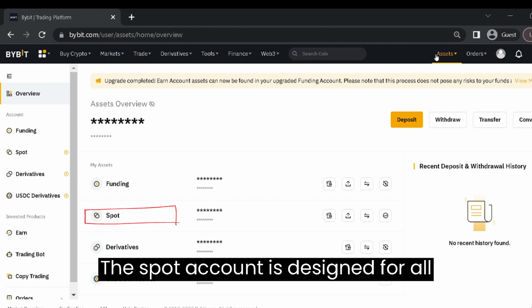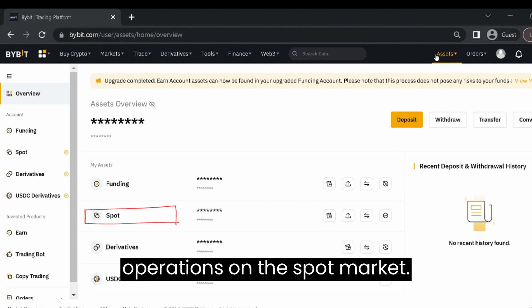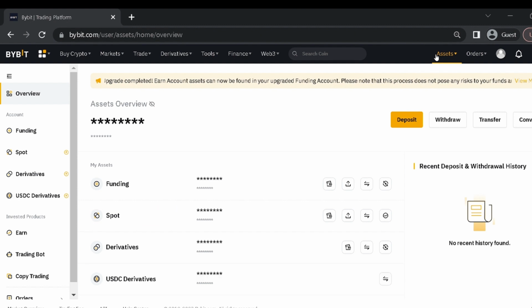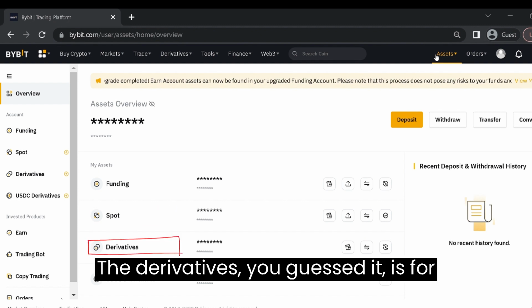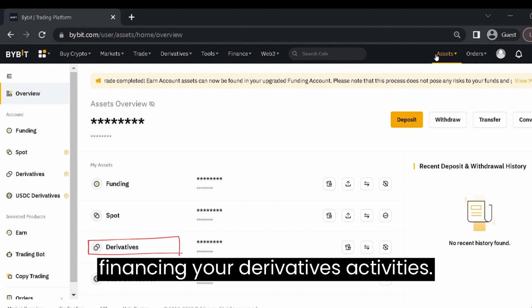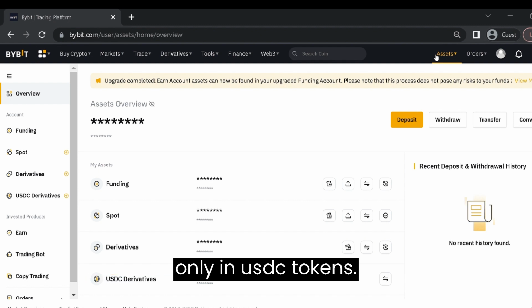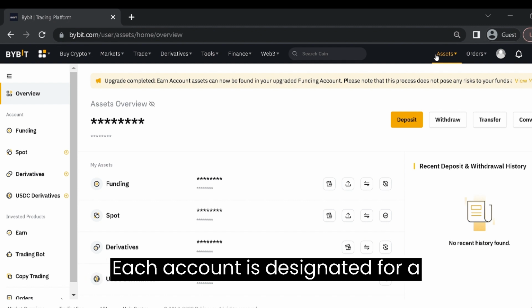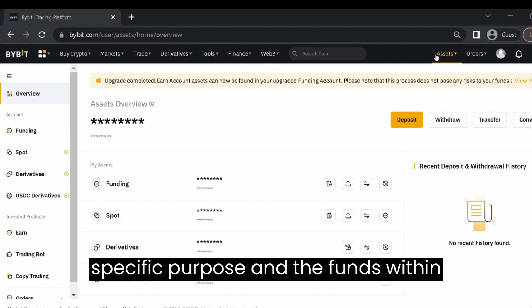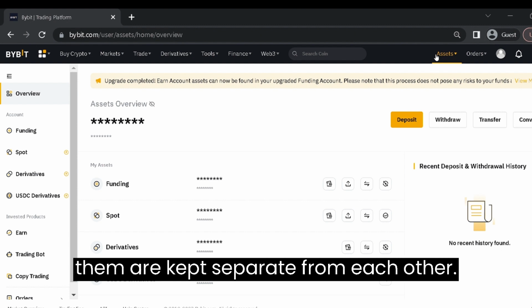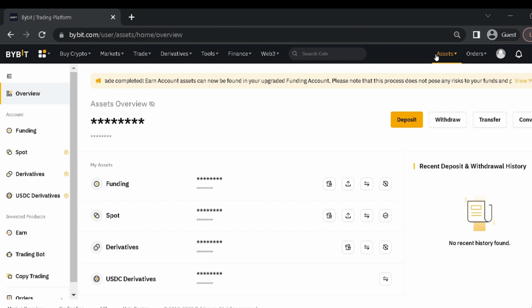The spot account is designed for all operations on the spot market. The derivatives account, you guessed it, is for financing your derivatives activities. And USDC derivatives is for derivatives only in USDC tokens. Each account is designated for a specific purpose, and the funds within them are kept separate from each other.